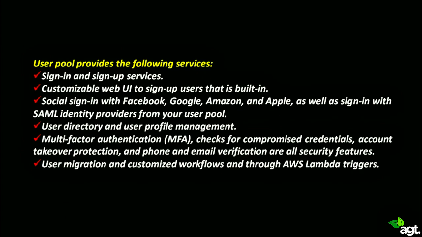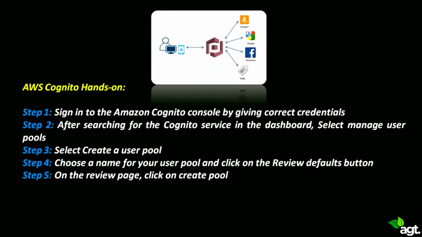Number one is sign in and sign up services: a built-in customizable web user interface to sign up users, and social sign in with Facebook, Google, Amazon, and Apple, as well as sign in with SAML identity providers from your user pool. Then user directory and user profile management, and multi-factor authentication, which checks for compromised credentials, account takeover protection, and phone and email verification. All security features are available here. Also user migration and customized workflows through AWS Lambda triggers.